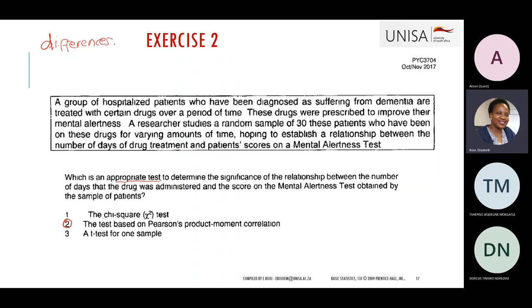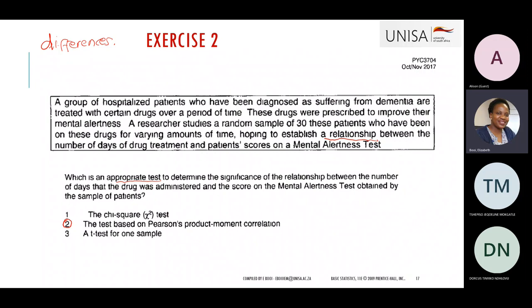You can see here, they don't talk about differences, but they talk about relationship. So the previous one would have said, establish if there are differences between X and Y with coefficient of correlations or correlation or hypothesis test for correlations. They always talk about relationship. Next week, we're also going to look at the other one where it talks about the relationship.